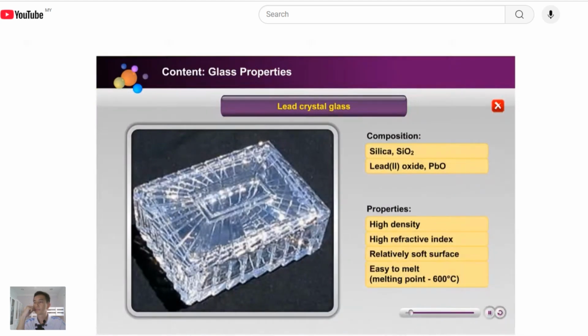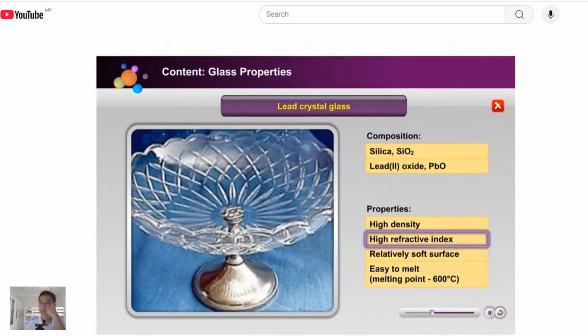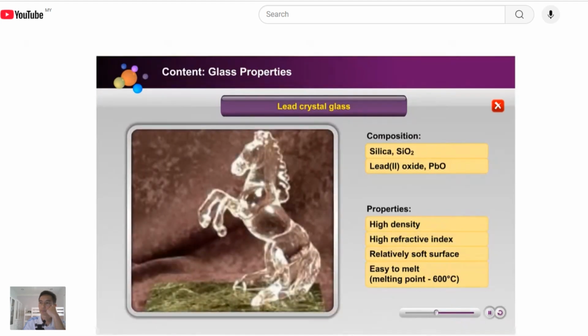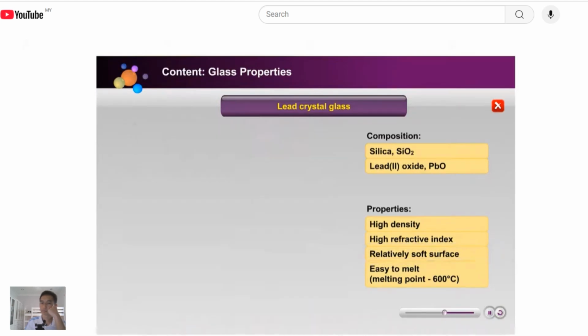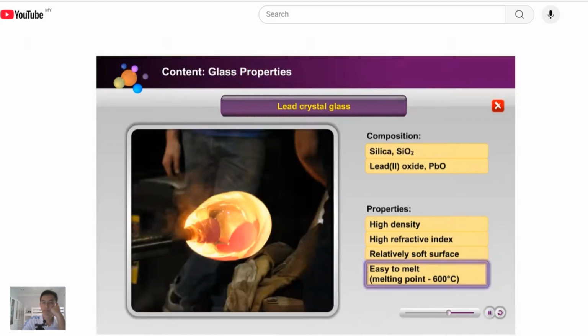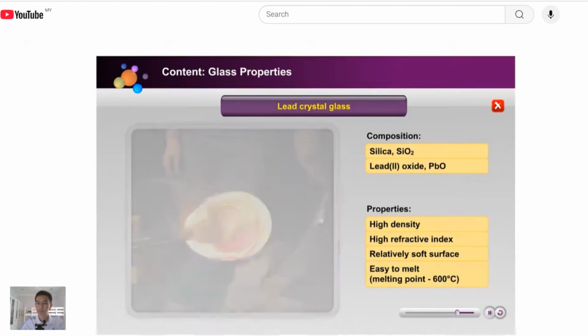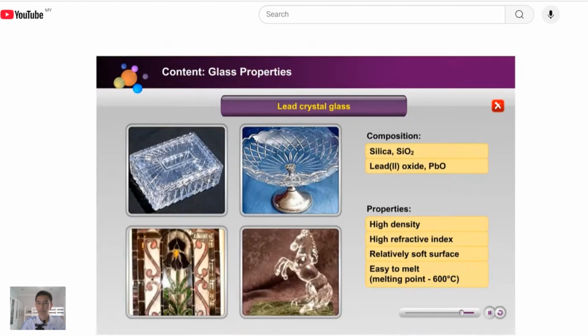These are lead crystal glasses. Any glass containing at least 24% of lead 2 oxide can be described as lead crystal. This glass is made of 60 to 80% silica and to 30% of lead 2 oxide. Lead crystal glass has a high density and refractive index. Compared to borosilicate glass, lead crystal glass surface is soft for grinding, cutting, and engraving. Lead crystal glass has low melting point of approximately 600 degrees Celsius as compared to soda lime, which has 700 degrees Celsius melting point. Lead crystal glass can be crafted into fine tableware and art objects. Apart from that, its optic transparency and content of lead makes it suitable to be made into fine crystal.